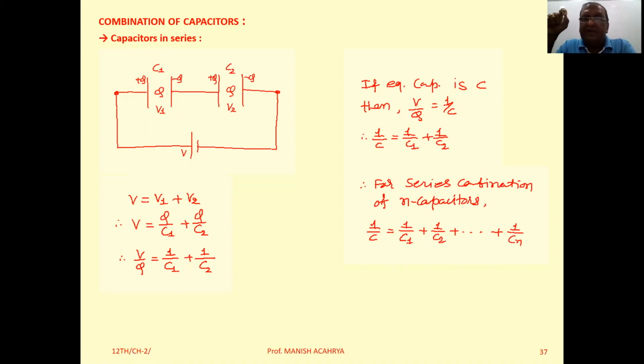And here the resultant, or equivalent, capacitance obtained will be less than the smallest one connected in the combination. Now, if all the capacitors have the same value, say C dash, then the resultant or equivalent capacitance will be C dash by n. Clear to all of you?